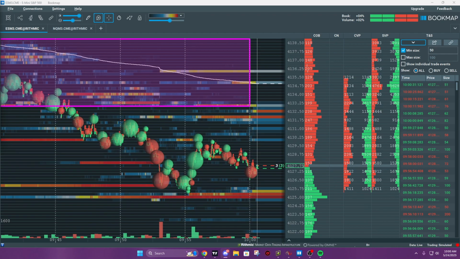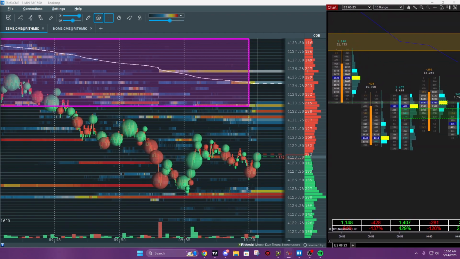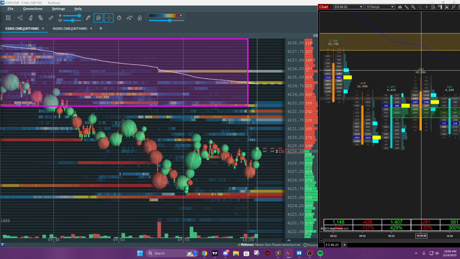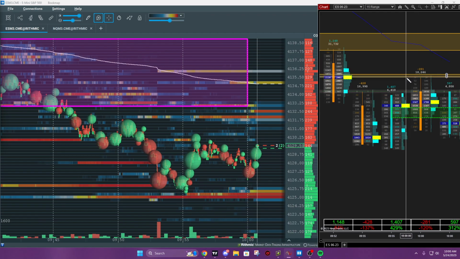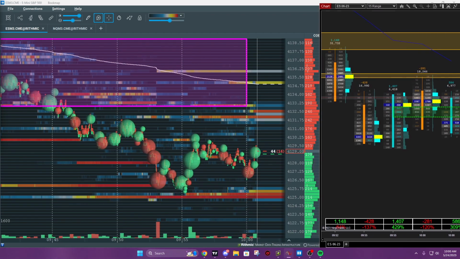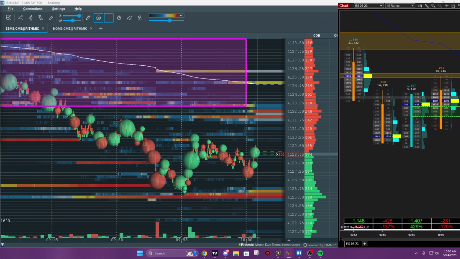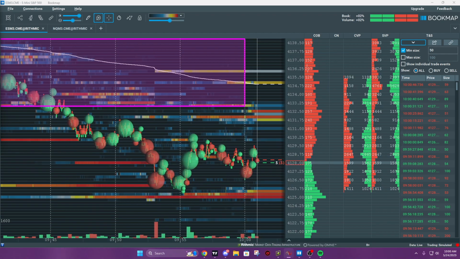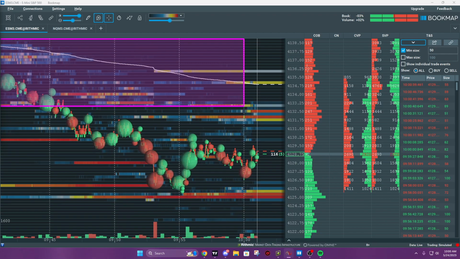So kind of just watch out for that. If you take a look, right, mark this absorption out. Okay. And then volume's pretty thin here, so that could mean, you know, people are exhausted at that price, basically, which kind of led to that absorption.